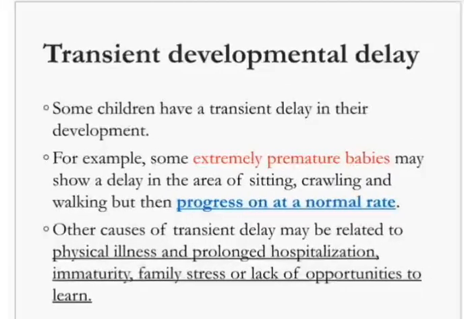Some children have a transient delay in the development. For example, some extremely premature babies may show a delay in the area of sitting, crawling, and walking, but then progress on at a normal rate. Other causes of the transient delay may be related to physical illness and prolonged hospitalization, immaturity, family stress, or the lack of opportunities to learn.